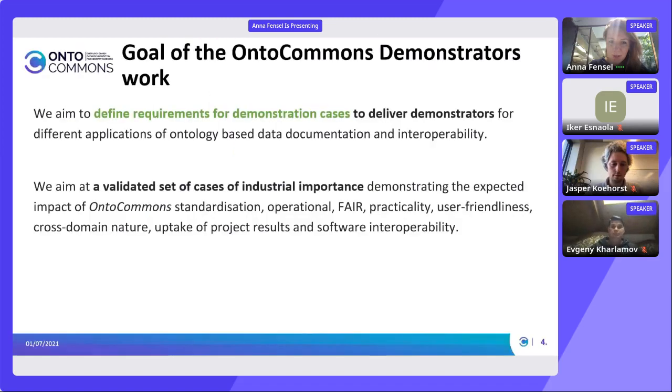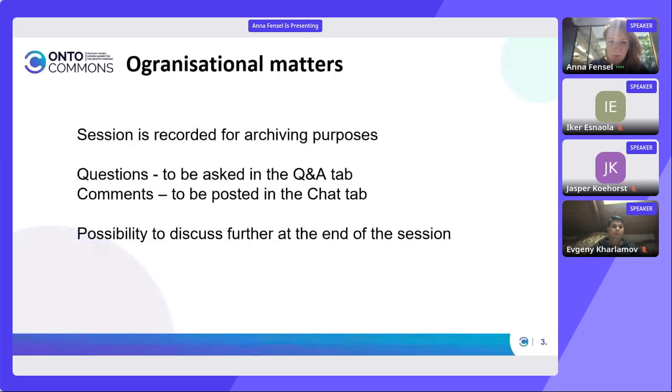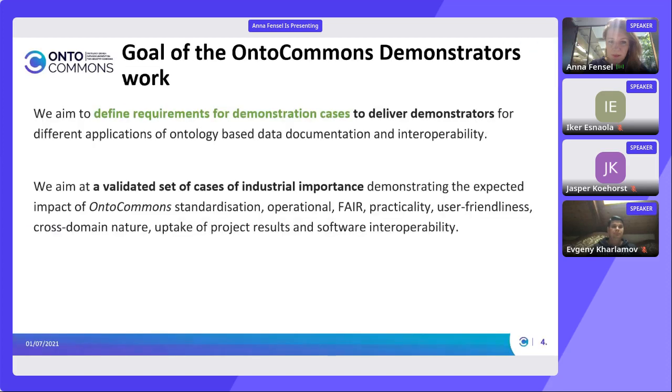Right, so we stopped at the agenda, and basically this session is a part of the demonstrators work package. In OntoCommons we have different work packages, some of them deal more with technologies, and this particular one which we lead deals more with demonstrators, about helping them to adopt ontology technologies, and also to understand where the roadblocks are, and towards the creation of a roadmap on what we should be doing.